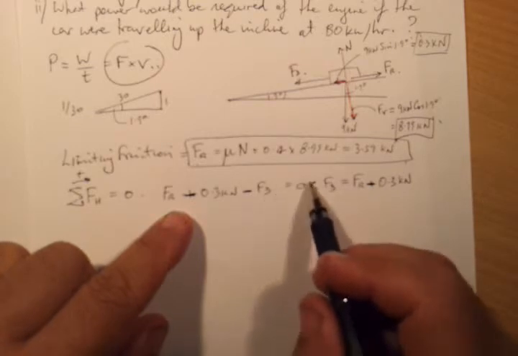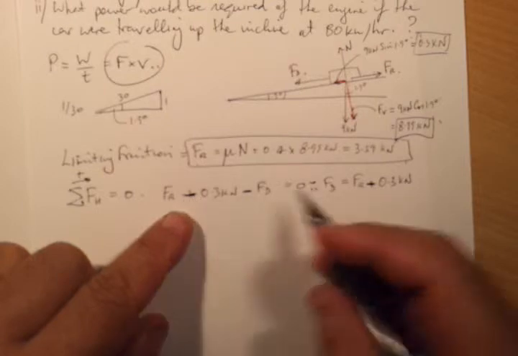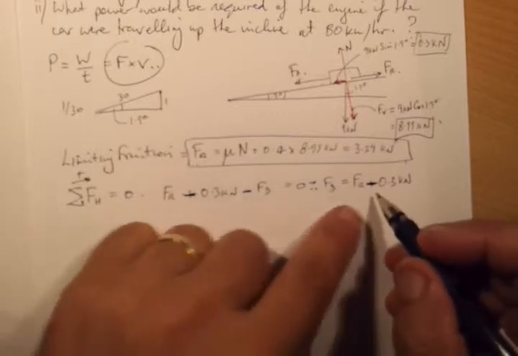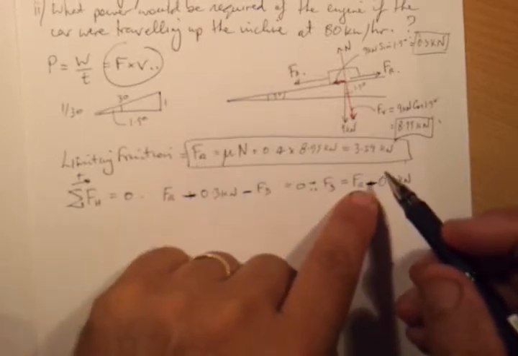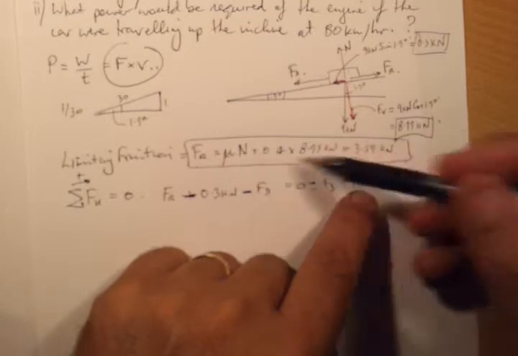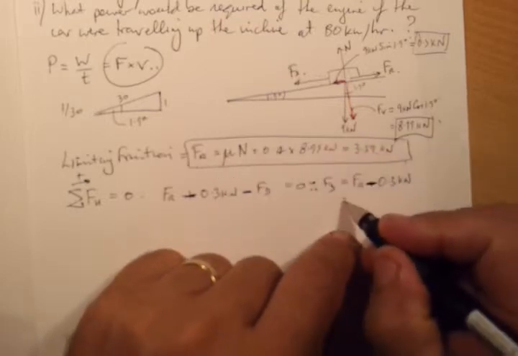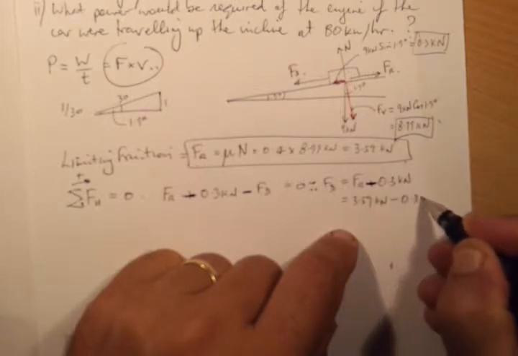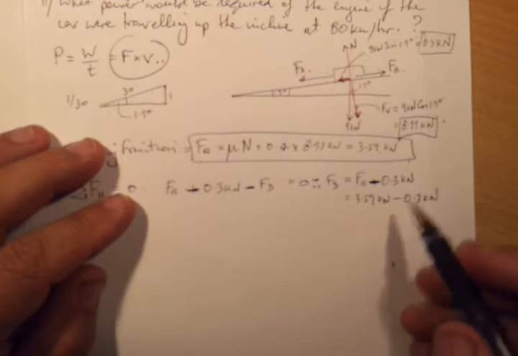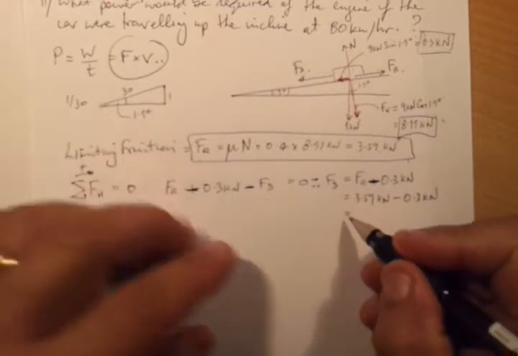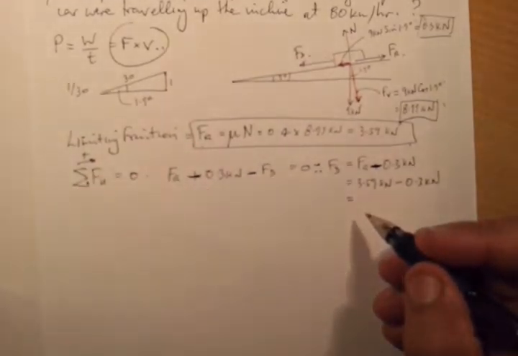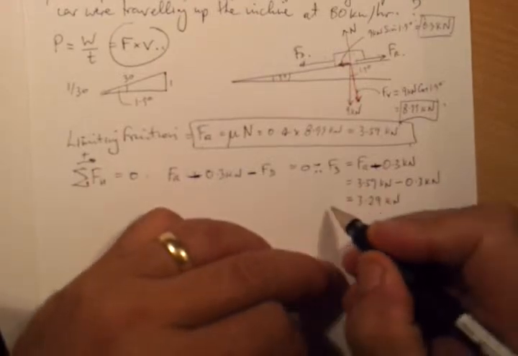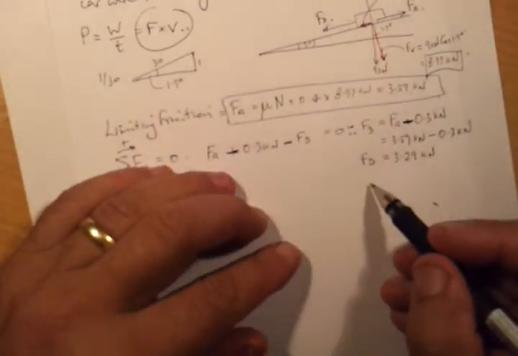FD is what we want, bring it across this side, we're going to get FR minus 0.3 kilonewtons is going to equal to Fd. Now we know what Fr is. Fr, we've calculated it over here. So that's going to equal to 3.59 kilonewtons minus 0.3 kilonewtons. Which of course you can work it out, it all results into 3.29 kilonewtons. So that's the driving force pushing down the plane.